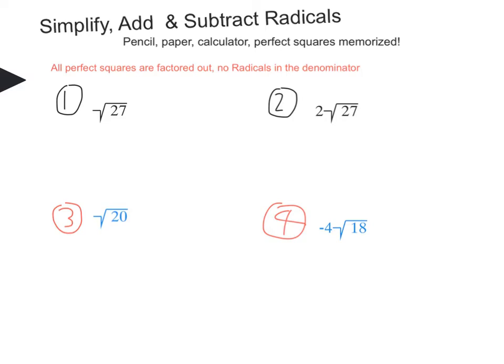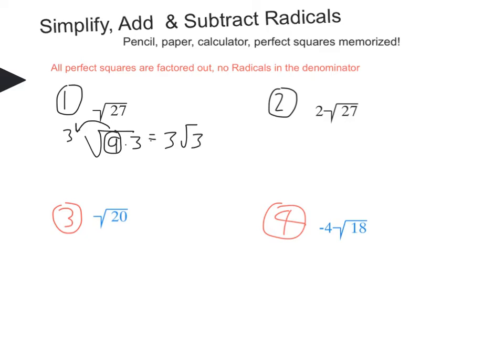I can rewrite 27 as 9 times 3. And 9 is a perfect square, so I'm going to take out the square root of 9. The square root of 9, when you take that out, is 3. So this is going to equal 3 radical 3.